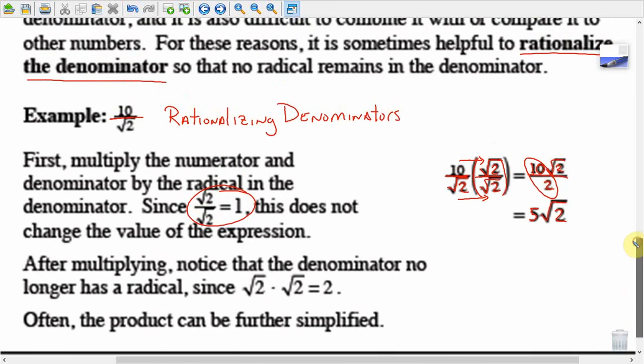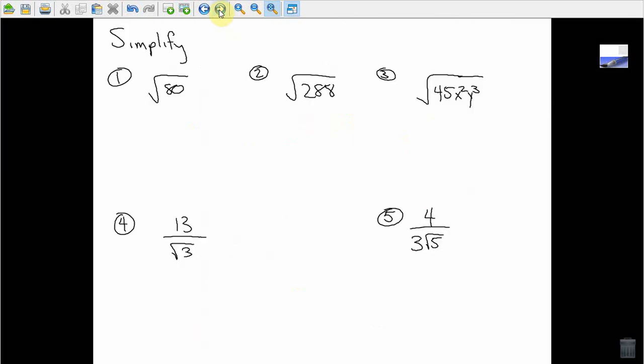All right. So I've got a couple of things for you to practice on the next page. Give those your best shot, guys. Simplify all of these square roots, and we'll talk about it tomorrow.